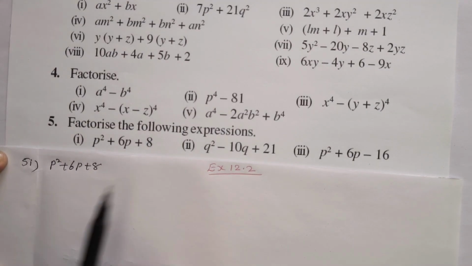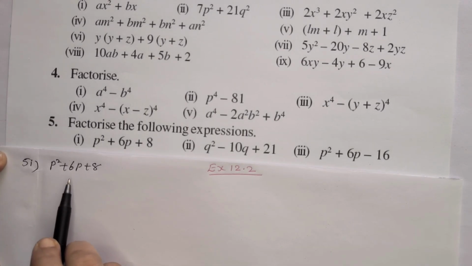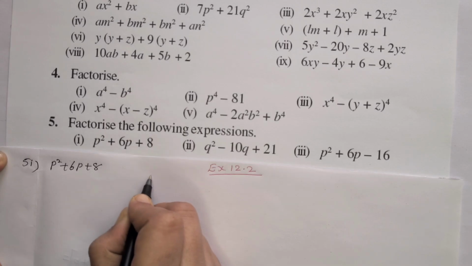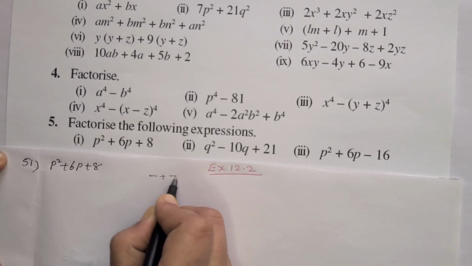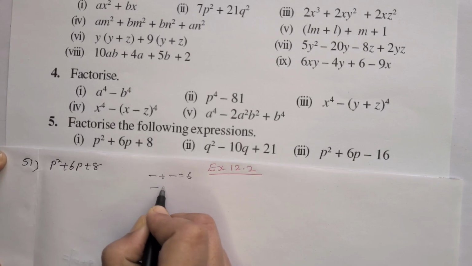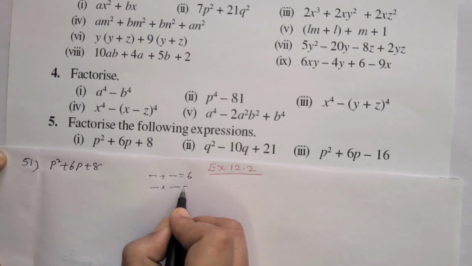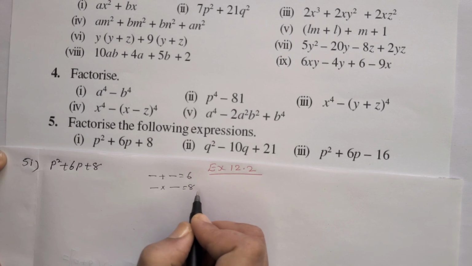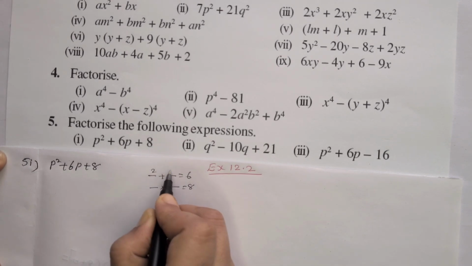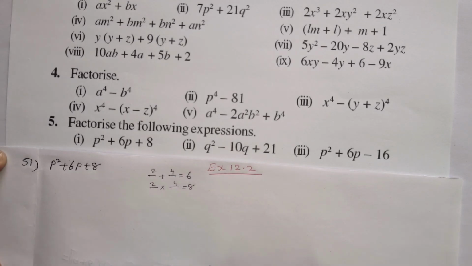Fifth question, factorize the following expressions. Here p square plus 6p plus 8. Same as in the previous question, we have to find two numbers such that the sum of the numbers is 6 and the product of the numbers is equal to 1 into 8, 8. So first we have to find the numbers, 2 and 4. 2 and 4. 2 into 4, that will become 8.